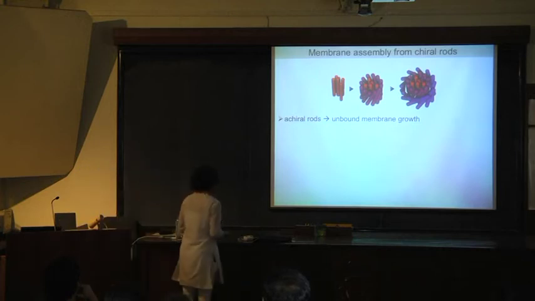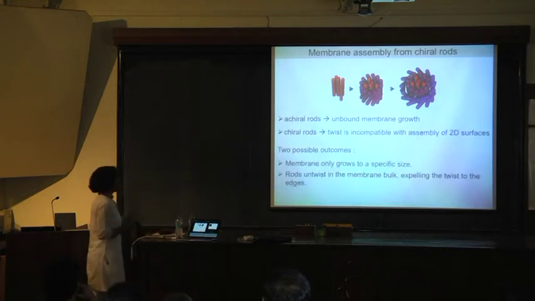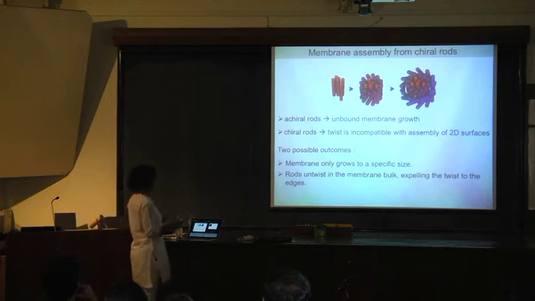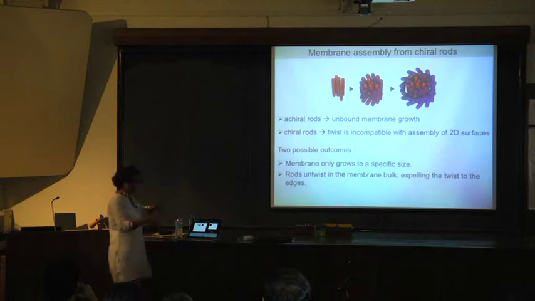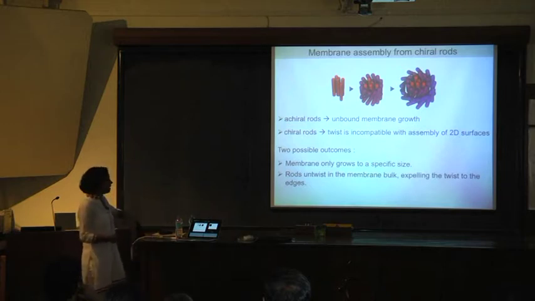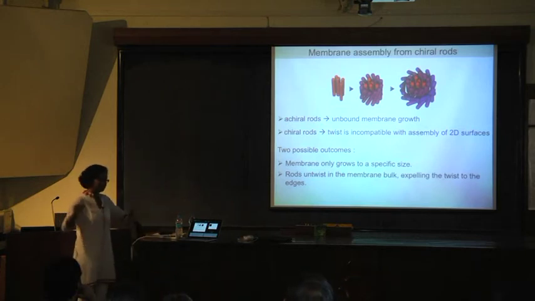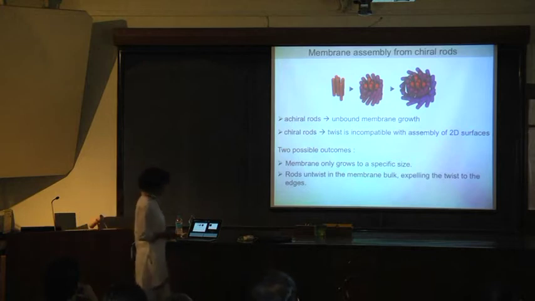So there are two possible outcomes as to how the system resolves this frustration. One is that I can do this kind of thing in many parts of the sample and get self-limited membranes, or that the rods untwist in the membrane bulk and expel the twist to the edges, because at the edges they are free to twist.